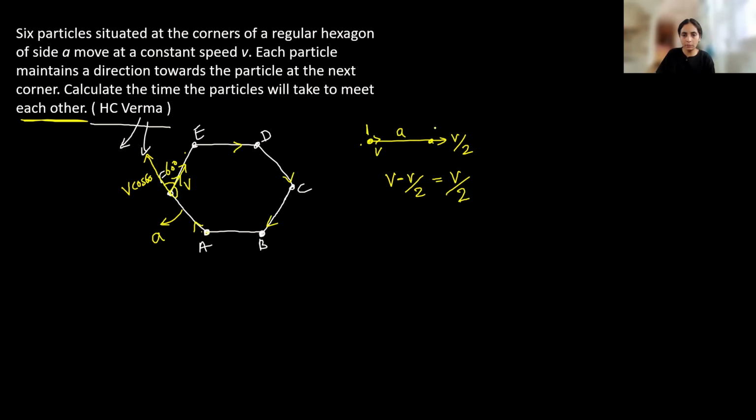Let us call it particle 1 and this is particle 2. So particle 1's velocity with respect to 2 will be equal to how much? That is V by 2. And what is the separation between them? A. So how much time will they take to make this separation 0? That will be the initial relative separation A divided by the relative velocity V by 2, so that is going to be 2A by V. So this is the time they will be taking.